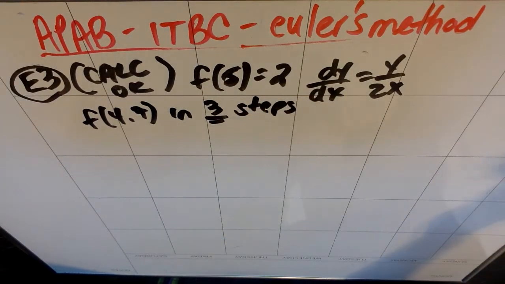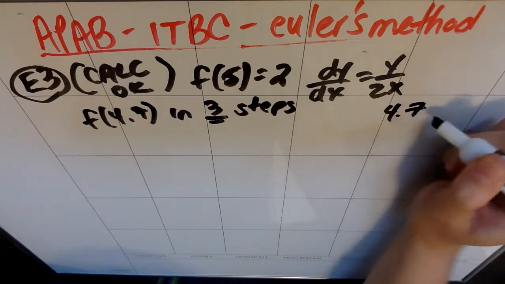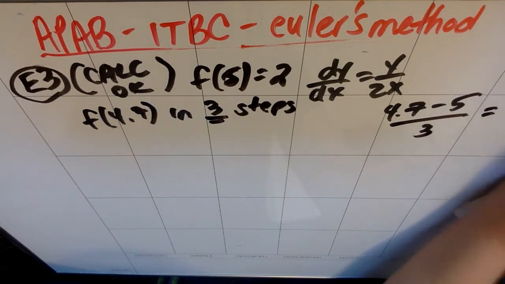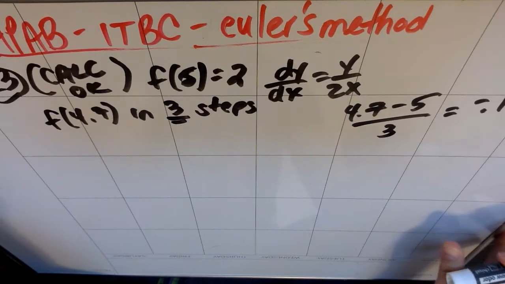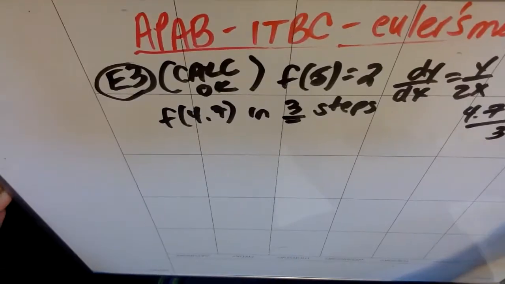So the first thing we should probably do is figure out our step size, right? The final value is 4.7, the starting value is 5, and I'm dividing by 3, so I end up getting negative 0.1, which makes sense if you look at it, because your values should be getting smaller, right? So let's go ahead and make our Euler's table.